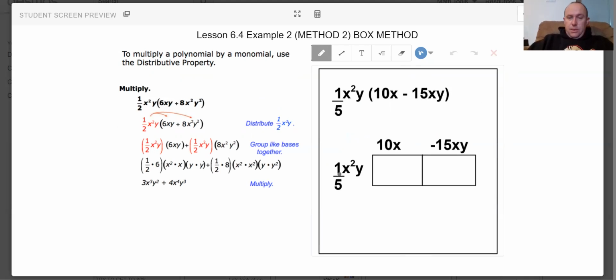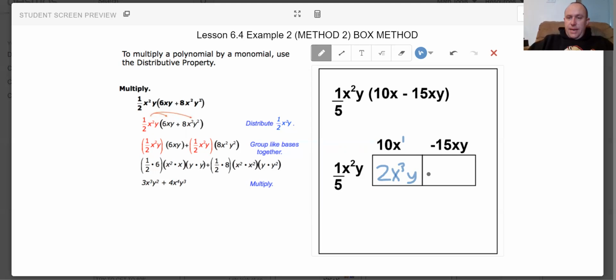Same thing, numbers first. So I would do 1/5 times by 10, and this is probably where you'd want to use your calculator just to check. X squared times by x. Remember, this is the power of 1. So 2 add 1 gives me 3, giving me 2x to the power of 3. Only one y in these two terms, so I can just go ahead and fill that in because there's nothing to combine here. As I move on to the second term, I'm now doing this times by this.